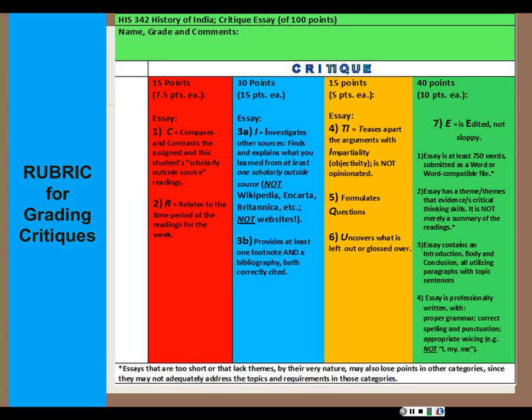40 points. So this is the biggest category over here, is that the essay needs to be at least 750 words, which isn't very long, and it needs to be in a Word or a Word-compatible file, and it needs to be uploaded. You'll see how that is done on the website. And then we're going to talk about this in a minute, that the essay has a theme or themes, and so let's leave that for a minute from now.